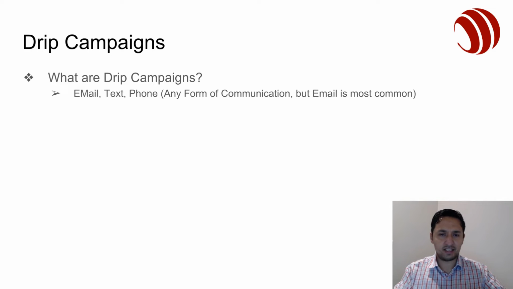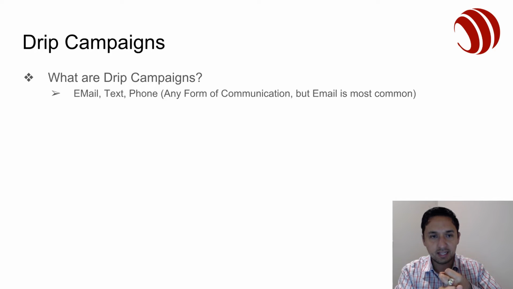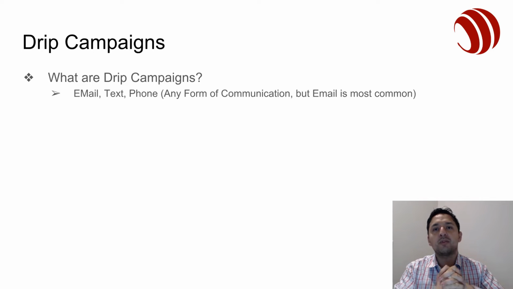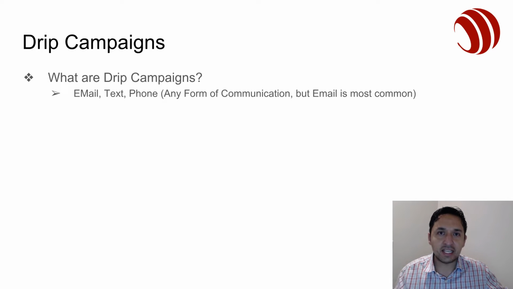So drip campaigns are nothing more than a sequenced form of communication. Again, it can manifest itself in an email, as a text, as a phone call, in person. So as you think of any type of relationship, whether that be from a client or a customer perspective, any type of relationship is a drip campaign. It's just manifested in a different way. This particular video is going to show you how to do that via text and email, so you're going to have a thorough understanding of how to actually implement it into your business.